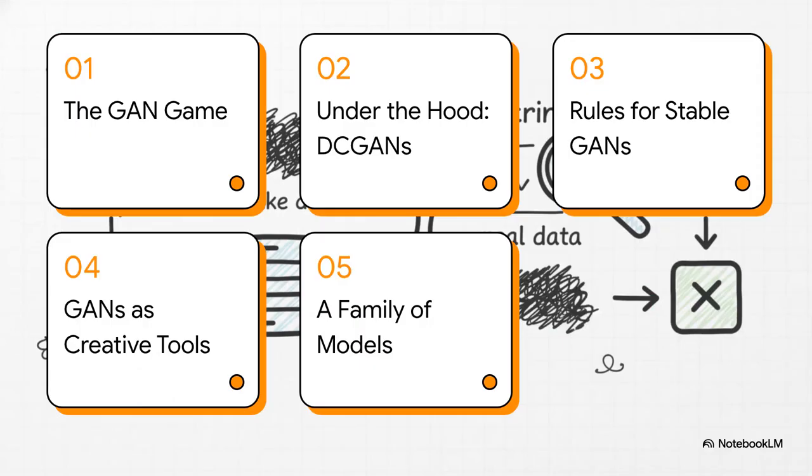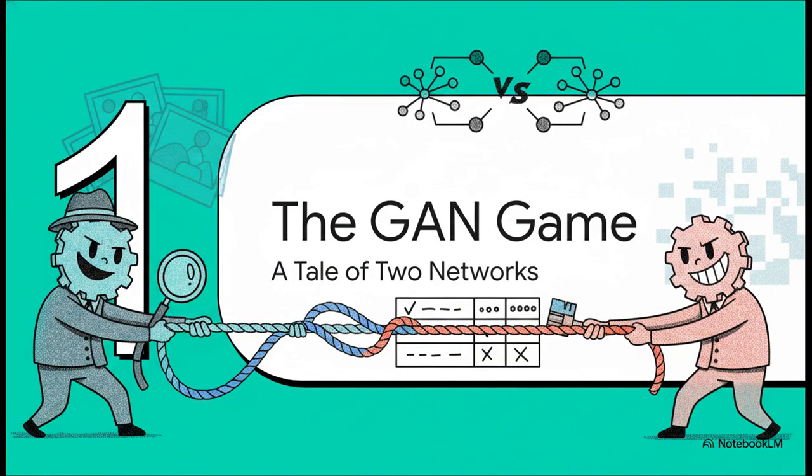So here's what we've got on tap. We're going to start with the big idea, the core concept. Then we'll peek under the hood at a specific kind called a DCGAN. After that, we'll cover some essential rules for building them, see all the amazing creative things they can do, and finally, we'll figure out where they fit in the bigger AI universe. Okay, so first things first.